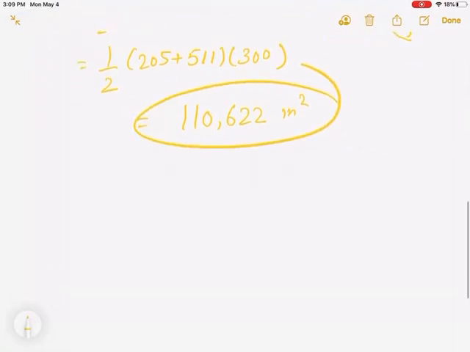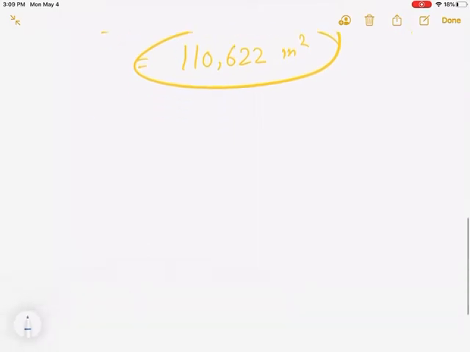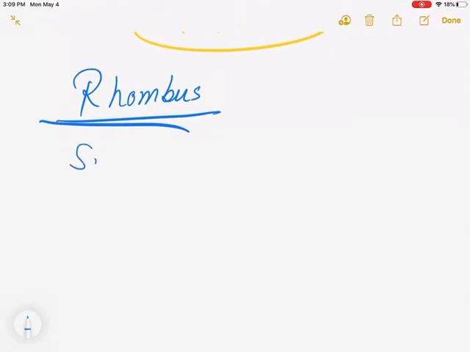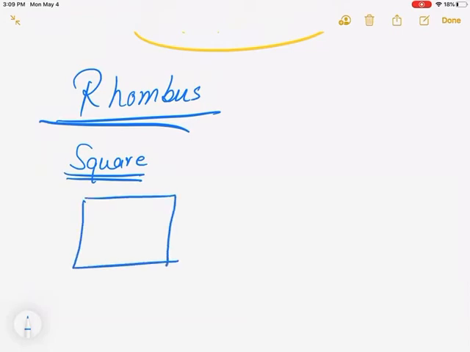Okay, next one, rhombus. First, let's try understanding what a rhombus is. A lot of times people get confused with a square. Square and rhombus have a lot of similarities, but still a few differences. When I say square, yes, all four sides are congruent. But what else is true about a square? At all four vertices, it's going to be 90 degrees for sure. If not, then it's not a square. Instead, it's going to be a rhombus.